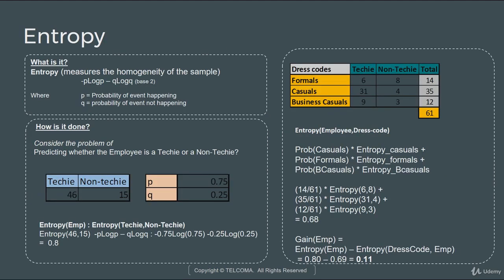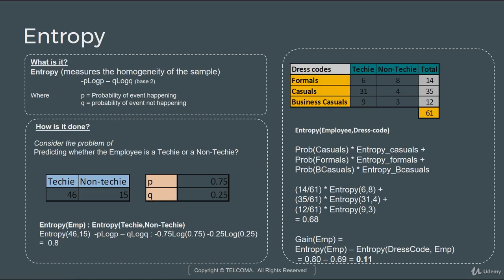So let's introduce a term called entropy. Entropy is the measure of homogeneity; it measures the homogeneity of a sample. It can be defined as the formula given: minus P log P minus Q log Q to the base 2, where P is the probability of an event happening. Q stands for the probability of an event not happening. So Q would be nothing but 1 minus P.